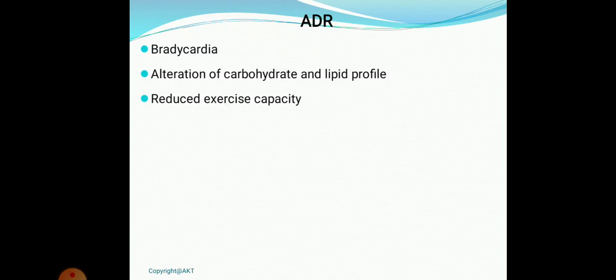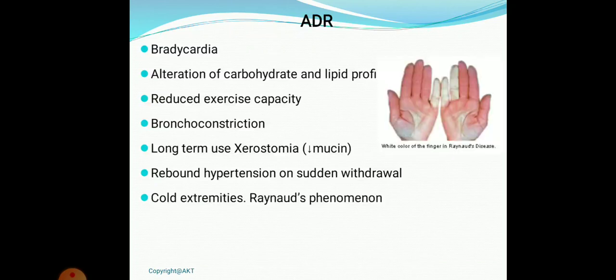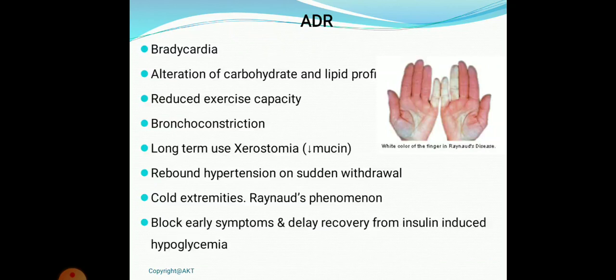Adverse effect of beta blockers, bradycardia, alteration of carbohydrate and lipid profile, reduce exercise capacity, bronchoconstriction or bronchospasm, dangerous in asthmatic patient. Long time use, it can cause xerostomia because of decrease in mucin secretion. Rebound hypertension on sudden withdrawal, non-selective beta blockers are restricted from sudden withdrawal. Cold extremity, that is Raynaud's phenomenon, especially on initiation of treatment, and block the early symptoms and delay the recovery from insulin-induced hypoglycemia.